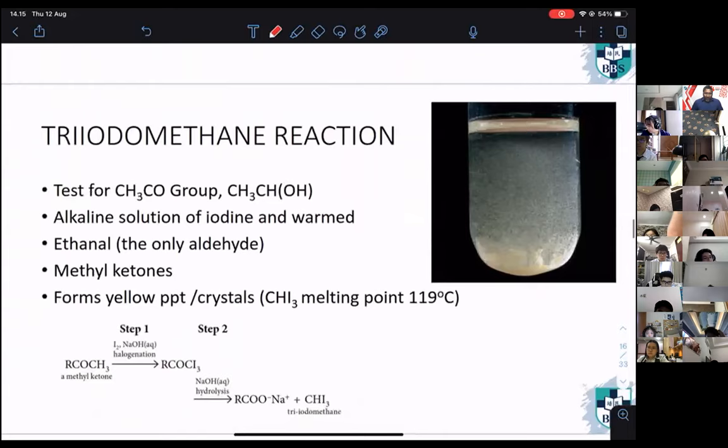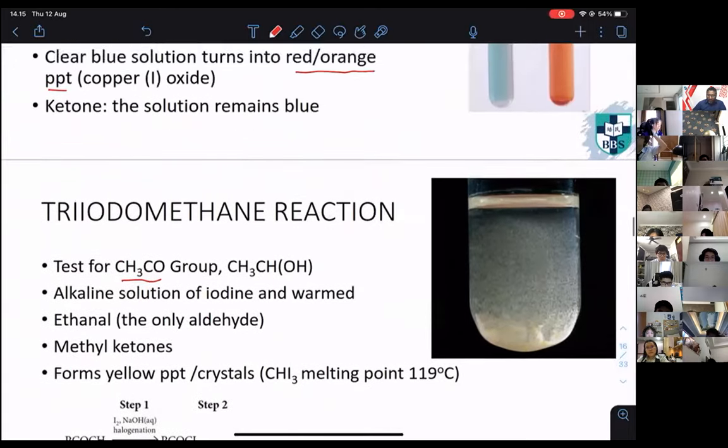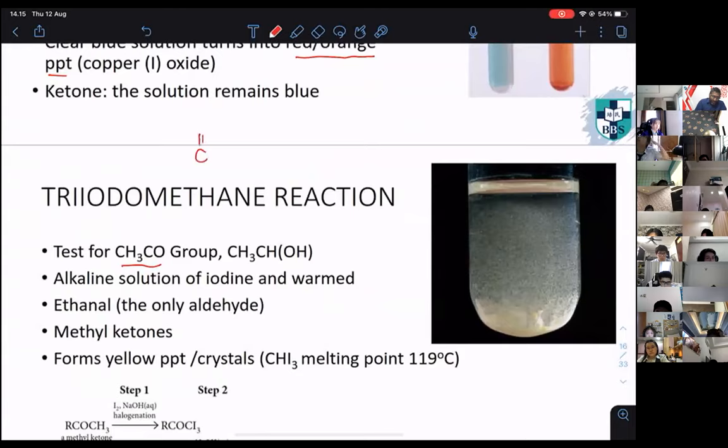Now, this is very, very special. The triiodomethane reaction does not apply to all, but it is very special. Why? Because it's a specific test when it comes to carbonyl compounds. If you have a carbonyl compound with CH3, then you can have a triiodomethane reaction. Is it only for carbonyl compounds? The answer is no.